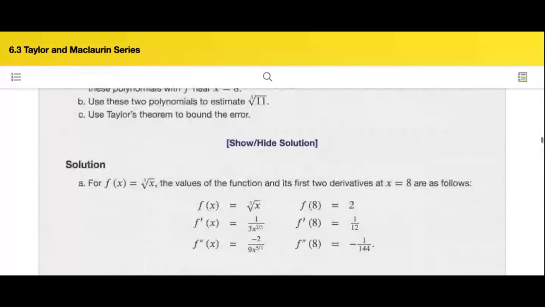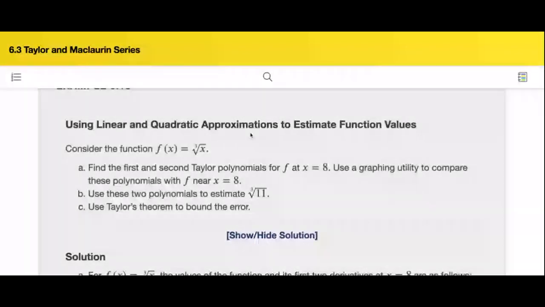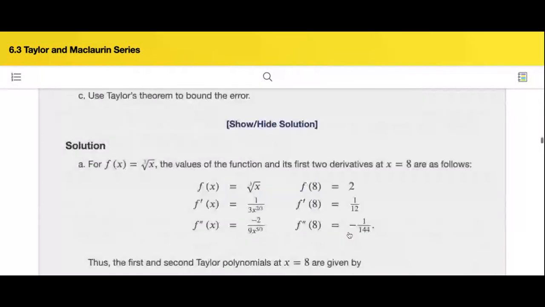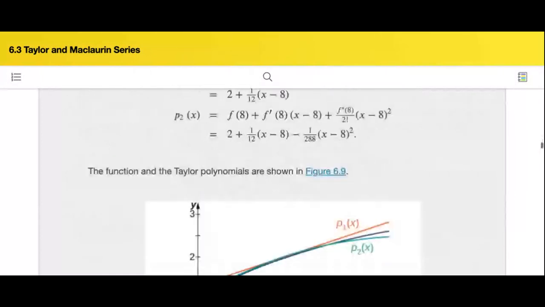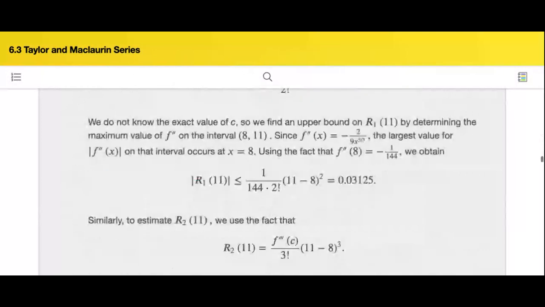So we have to be able to use at least linear approximation or quadratic approximation. Linear approximation represents the first order Taylor polynomial. Quadratic approximation represents the second order Taylor polynomial. All right. So linear approximation is a linear function. Quadratic approximation is a quadratic function. All right, so let's keep going.